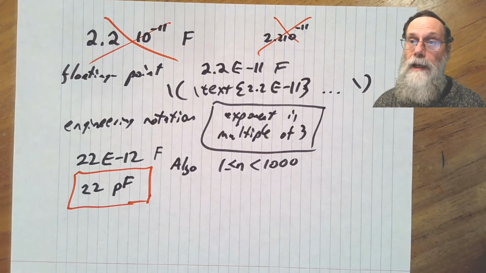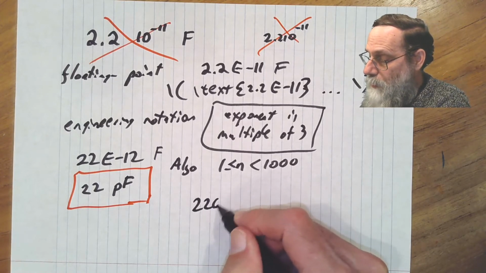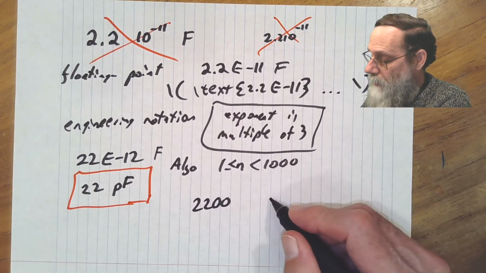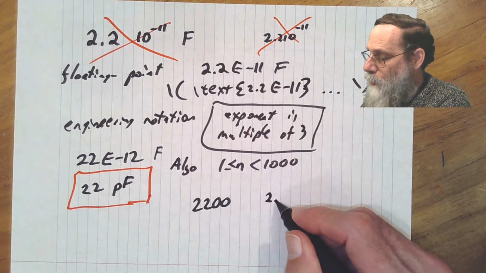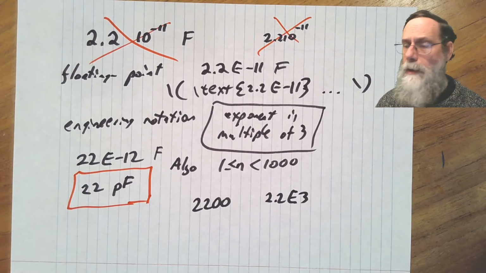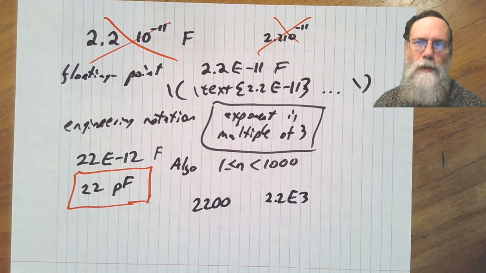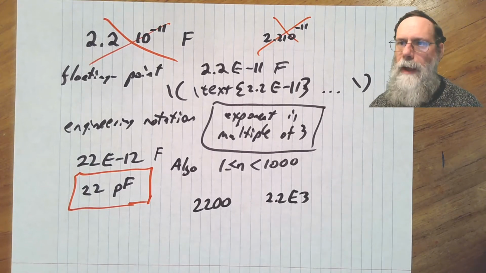So if you had a gain of 2,200, you would either write it as 2,200 or as 2.2 E3. And either of these are acceptable, and it's largely a matter of taste which one you choose, so I'm not going to be fussy about that.